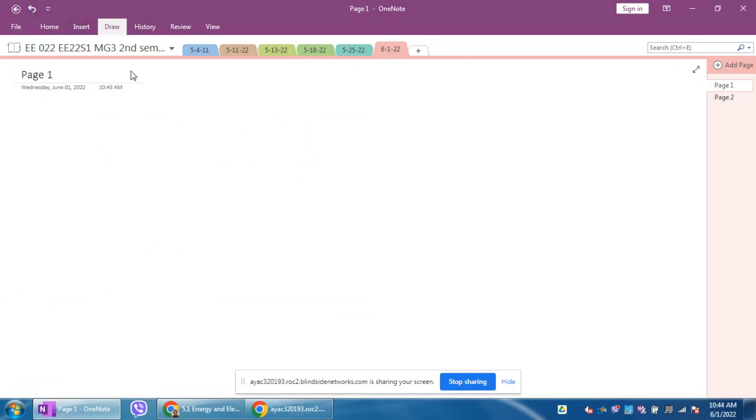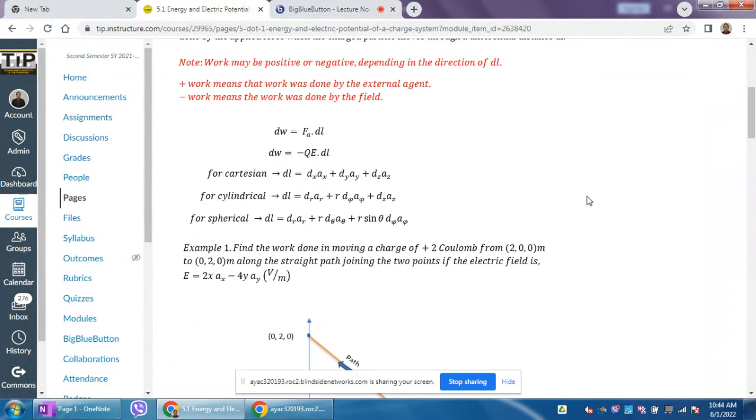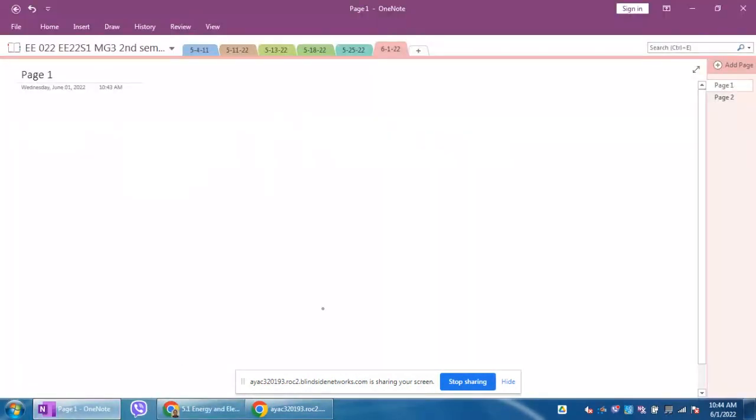Now, let's start with, ano ba yung formula na meron tayo? Okay. So, yung formula po natin ng work is from our module, dW is equal to negative Q E dot dL. Ito po yung working formula natin. For example, number 1. We have dW is equal to negative Q E dot dL.